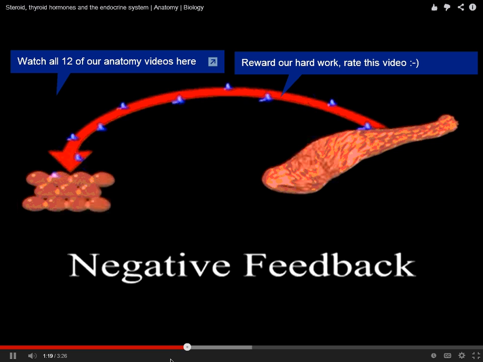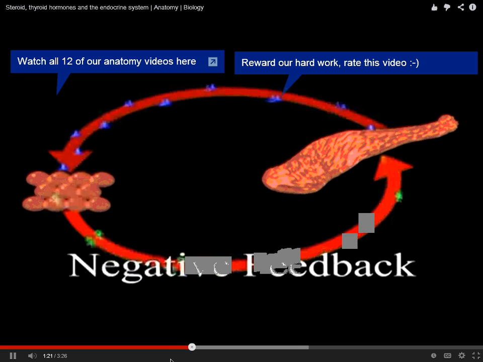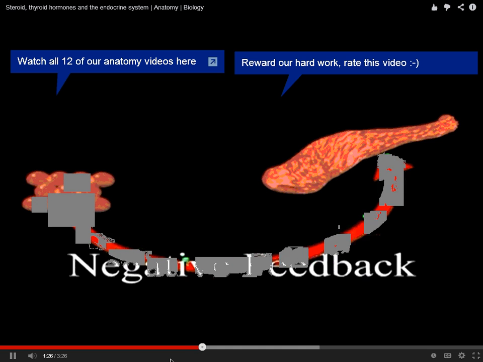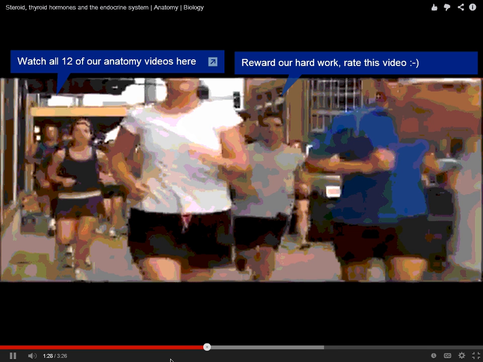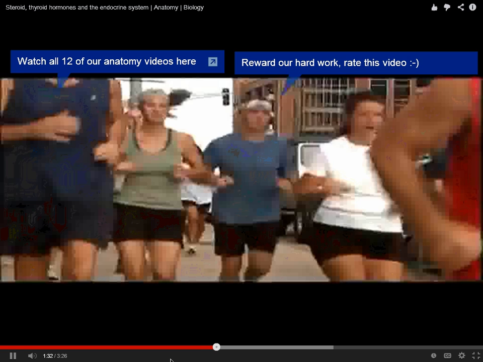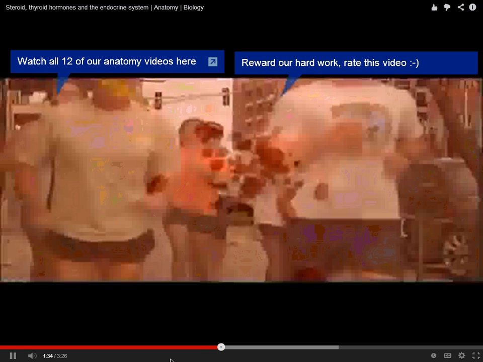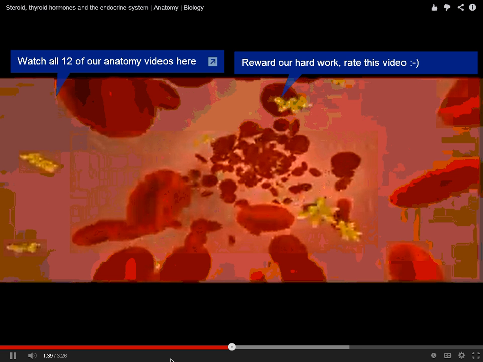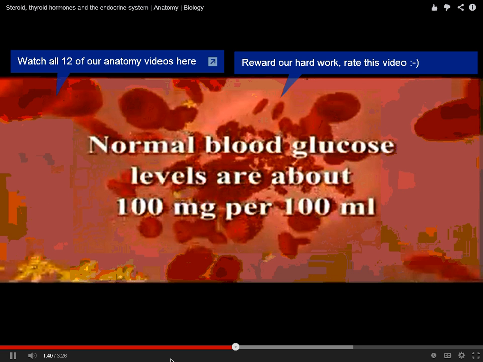Negative feedback is when the secretion of a hormone causes effects in target cells that inhibit further secretion of that hormone. Negative feedback is an important way of maintaining homeostasis, that is, keeping conditions within the body relatively constant over time. For example, it is important to keep the level of blood glucose at around 100 milligrams per 100 milliliters.